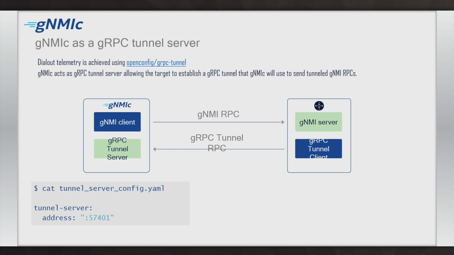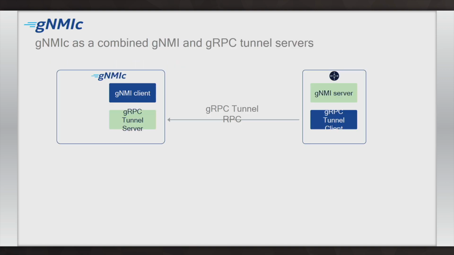So the way you do this is by defining a tunnel server in the gNMIc config file. It's as simple as setting which server address it needs to listen to. And then if you want to use it, in gNMIc, you just add the flag use tunnel server. gNMIc will first wait for routers to dial out to it and then send the subscribe request over that tunnel.